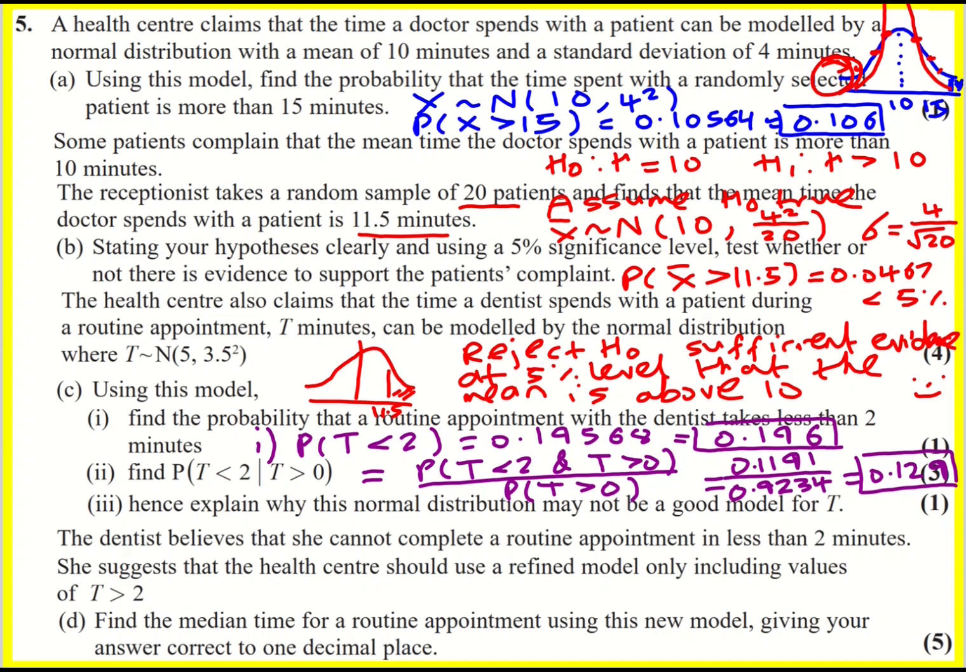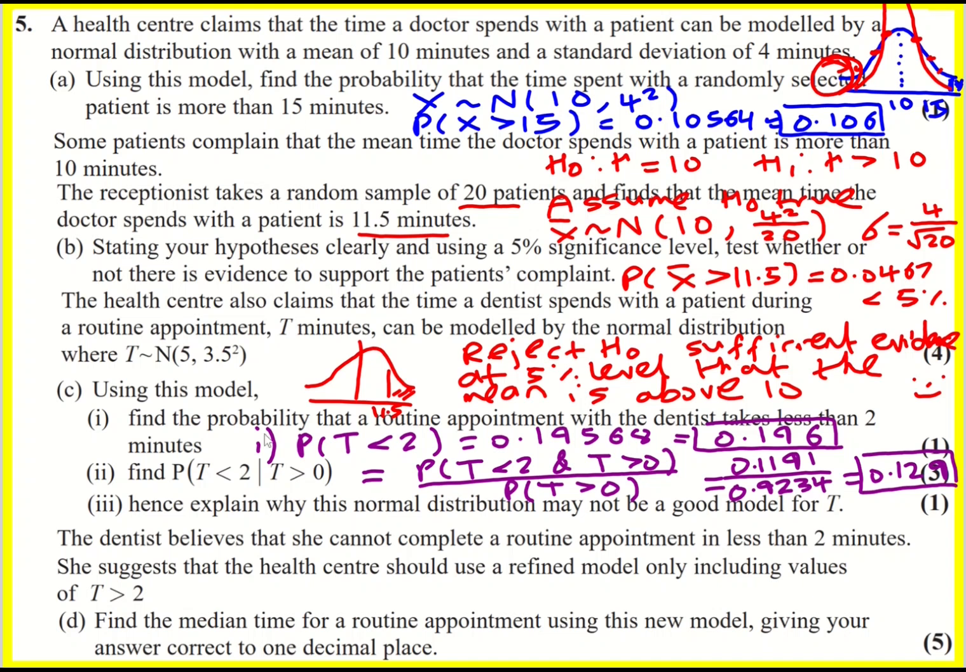The dentist believes that she cannot complete a routine appointment in less than 2 minutes. He suggests that the healthcare should use a refined model, only including values of t greater than 2. Because at the moment, you could have an appointment that was actually 0 minutes or something, or 1 minute, and the dentist is saying, no, that's not actually realistic.